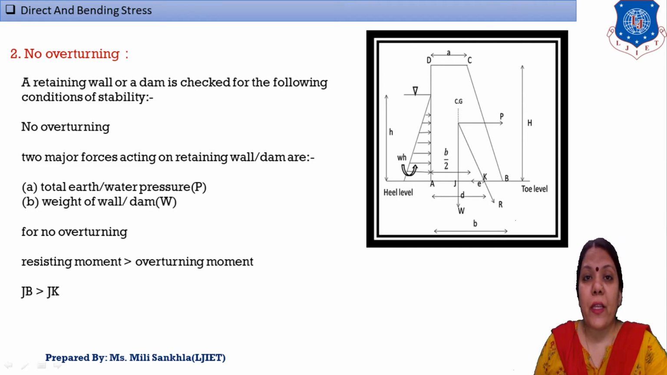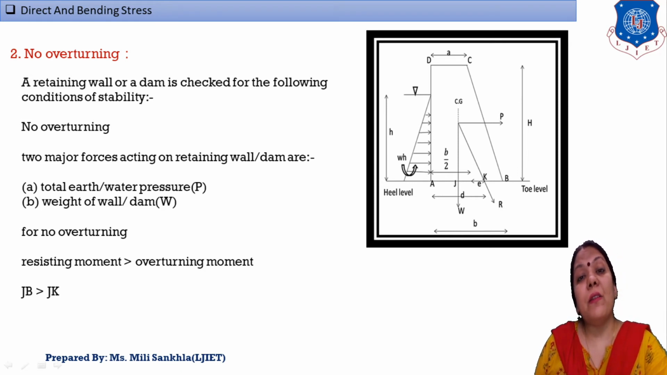Here two pressures are there. First one is our total earth pressure or water pressure, and second is our weight of wall or our dam. Okay, this is our soil pressure or water pressure, and this downward direction is weight of dam or weight of retaining wall. If no overturning in dam or retaining wall, then this condition is satisfied.